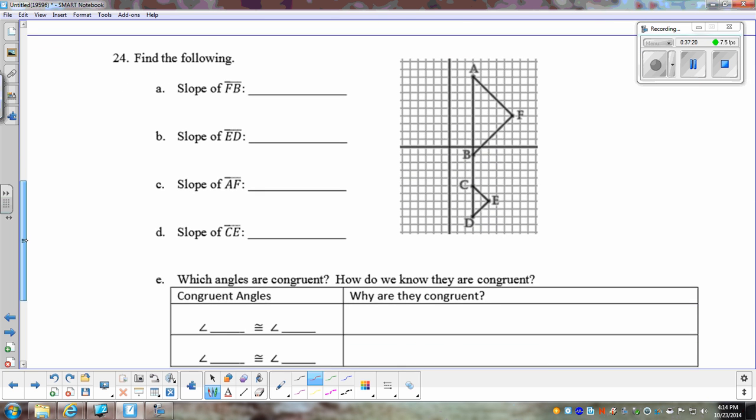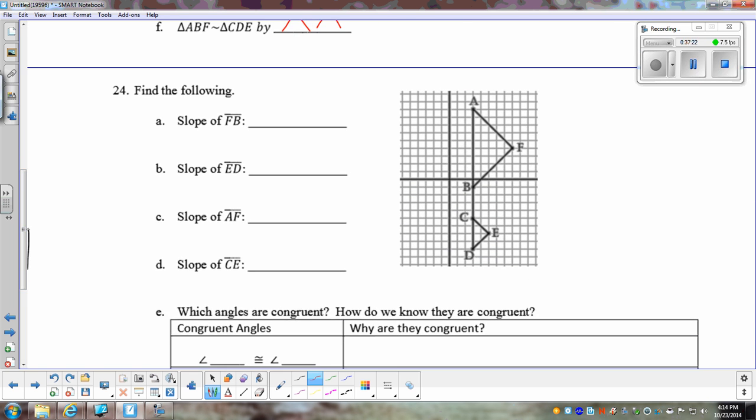Next one's the same type of problem. I have to fill out all these, I have to find a bunch of slopes. FB, I had to go up 5 over 5, which simplifies to 1 over 1.